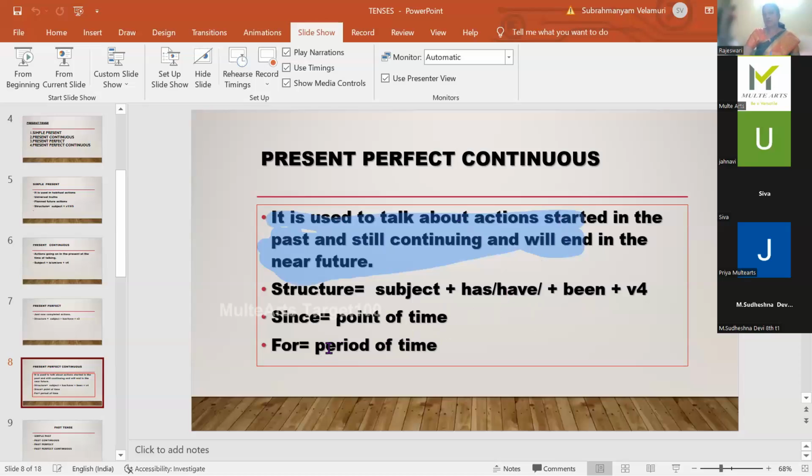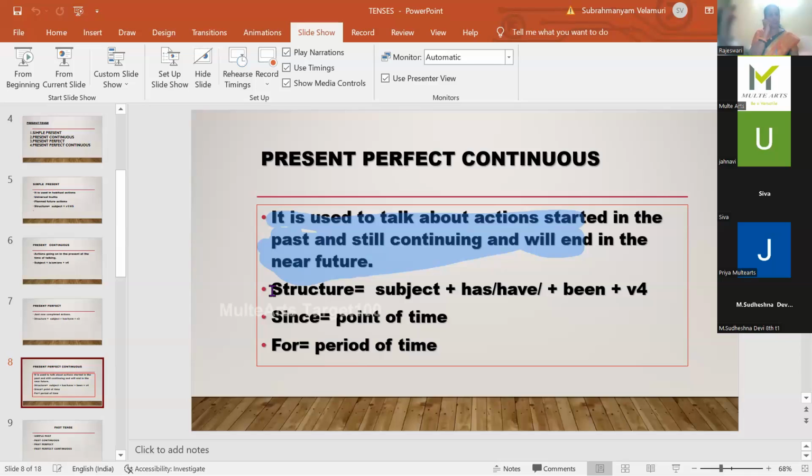Now, for a period of time: they have been playing cricket for 4 hours. It means they started somewhere in the afternoon, 4 o'clock or 2 o'clock. Even now they're playing, and they may end in an hour when it is too dark or something. So this is about the present tense.